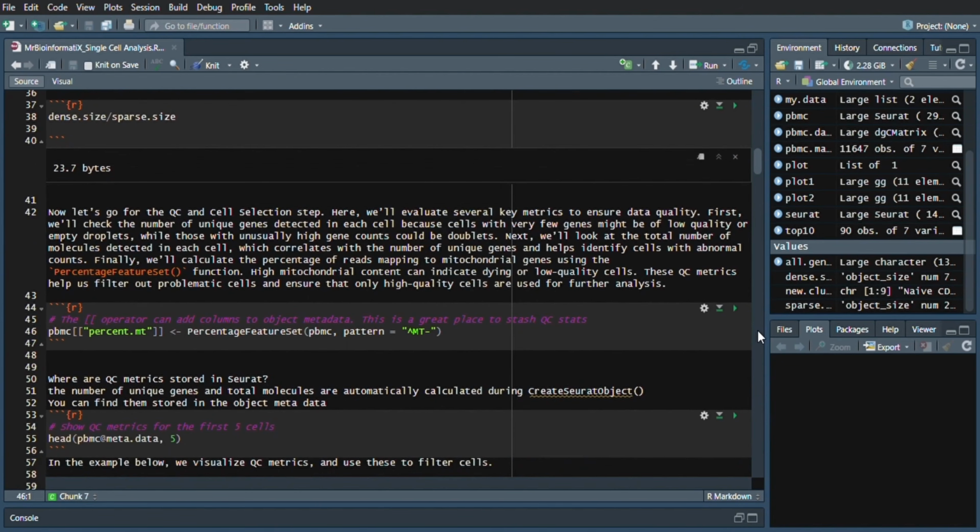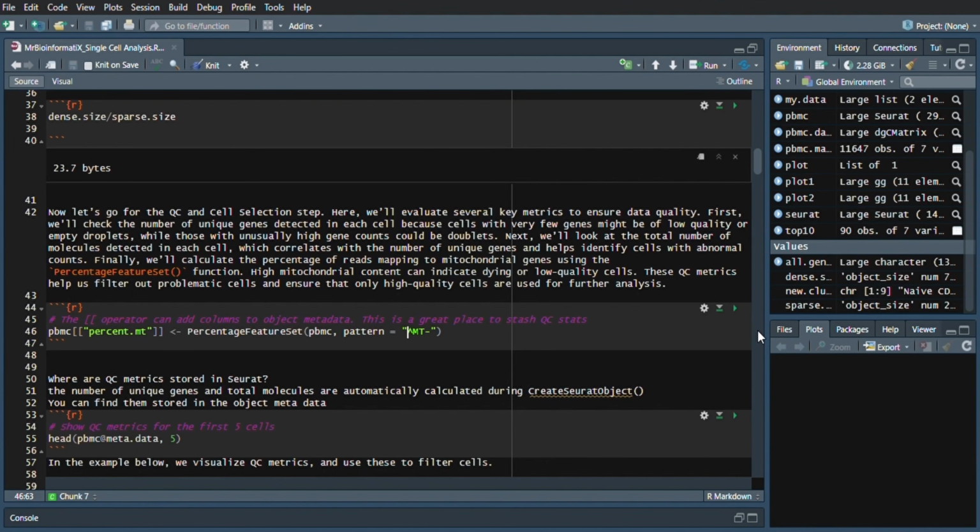So we write the name of our data, PBMC, and then we put the %.mt, or mitochondrial. The syntax is used to add or modify metadata in the Seurat object. %.mt is a new metadata column being added to the PBMC object. And then we use this function, which is PercentageFeatureSet. Inside the function, we put our data, PBMC, and we write pattern, and then the pattern. The PercentageFeatureSet function calculates the percentage of counts originating from a specific set of features, in this case, mitochondrial genes.